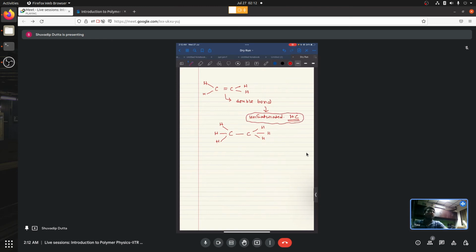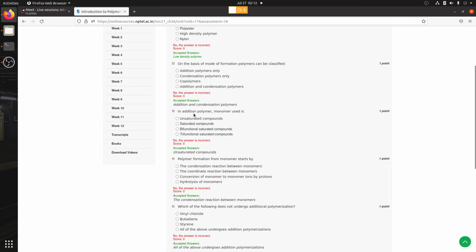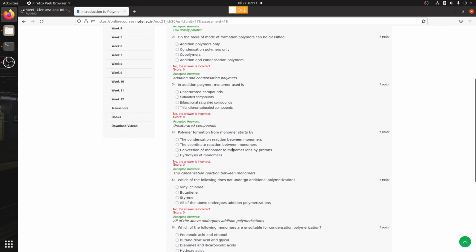Now, addition polymer is mostly formed when there is unsaturation present, like this double bond. So the question here asks what monomers are used in addition polymer. This will be unsaturated compounds, right? Any question at this point?